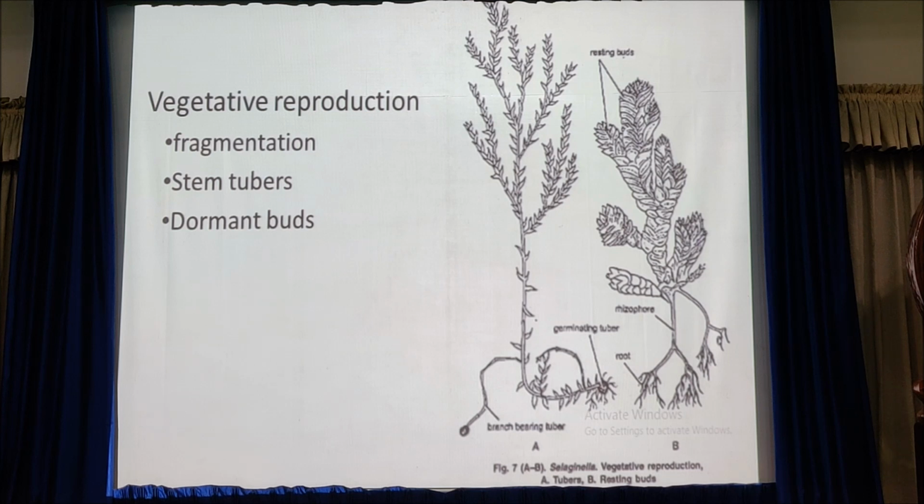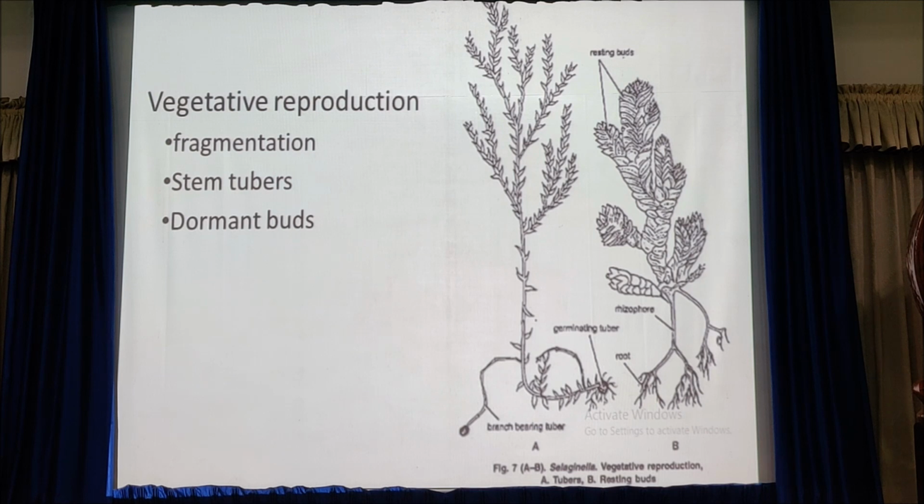The methods of vegetative reproduction involve fragmentation, stem tubers and dormant buds. In fragmentation, the prostrate branches develop roots, and these rooted prostrate branches break away from the parental plant and grow into new sporophytes.